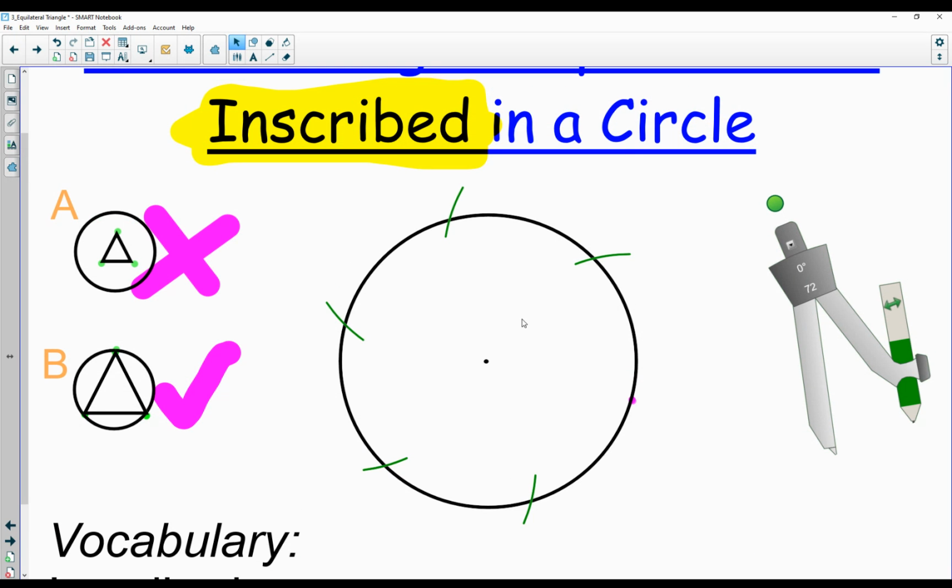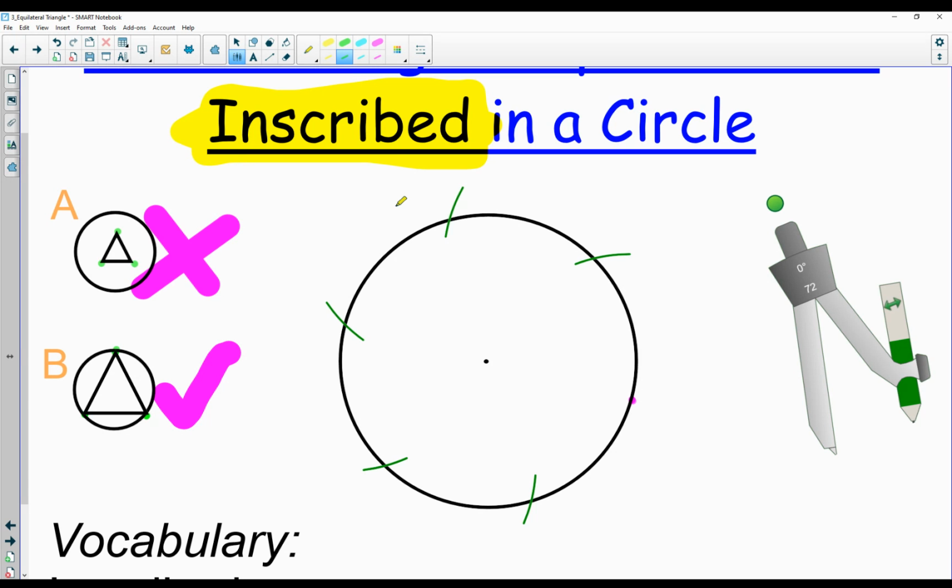So an equilateral triangle has 3 vertices. I can't just pick any 3 points. It has to be an equilateral triangle. In order for it to be equilateral, I have to have a plan. How am I going to get it to be equilateral? What I want to do is pick every other point.